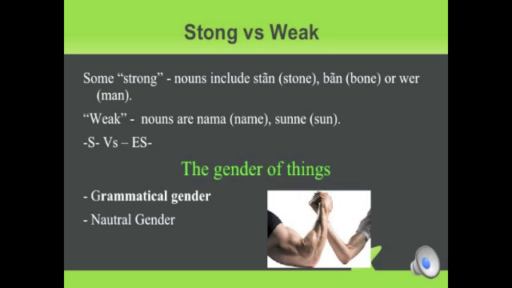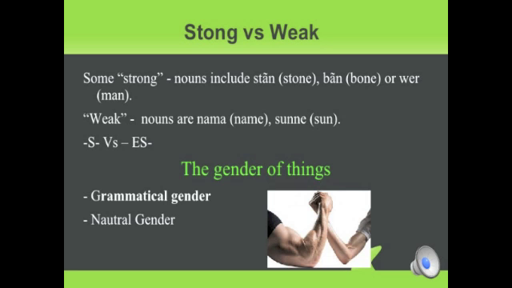Old English classified nouns as strong nouns or weak nouns. Some strong nouns include stone, bone, or man. Weak nouns are things like name and son. Knowing this helps to understand the regular plural ending s and the irregular plural ending es. The other endings dropped away as the language changed. Old English weak nouns took a final an to form the plural. Modern English today still reflects this in some words, such as children or brethren.